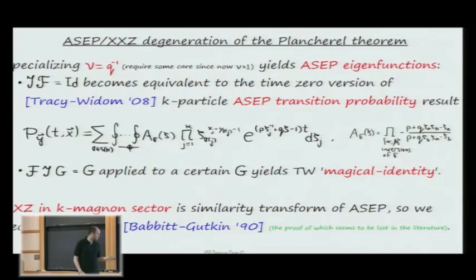The connection to XXZ and the XXZ Plancherel theory is that, in fact, there's a simple similarity transform, a diagonal conjugation, which brings the generator of ASEP into the ferromagnetic XXZ Hamiltonian in the K-magnon sector. And then what that means is that these Plancherel theories actually become Plancherel theories for the eigenfunctions of XXZ, which are easily recovered from those of ASEP. In fact, in some form, this was recorded in work of Babbitt and Gutkin.